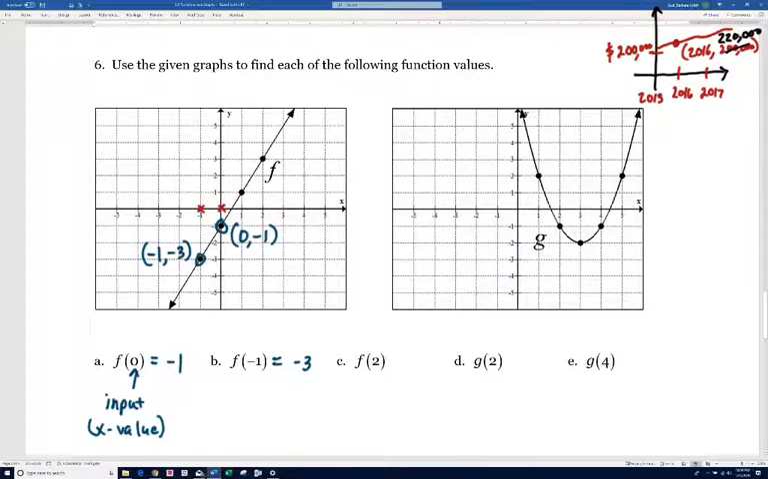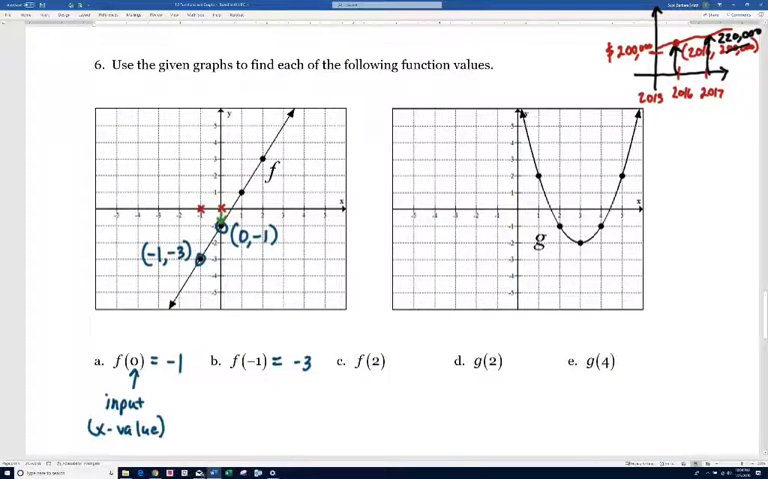So I like to think of my y values, which is what I care about, as the height of the graph. So here, the y value is just this height. Or here, the y value is just this height. And so when I read a graph, this is the way that I do it. So let's go back to f of 0. So basically, when x is 0, what's the height of the graph? Well, it's down 1. So f of 0 is negative 1.